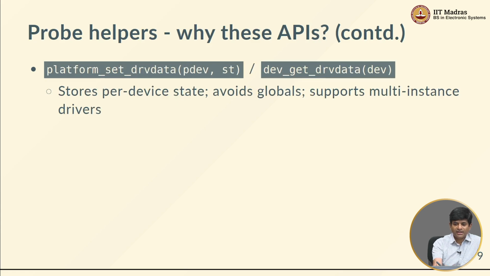Platform set drvdata and get drvdata manage to create a certain amount of state per individual device. It also avoids the use of global variables across the entire kernel. You have to be very careful when using such things. But managing memory is one of the most crucial parts of what the kernel does in the first place. Using these functions allows you to manage certain internal state corresponding to the device without at the same time having to use actual global variables across the entire kernel.